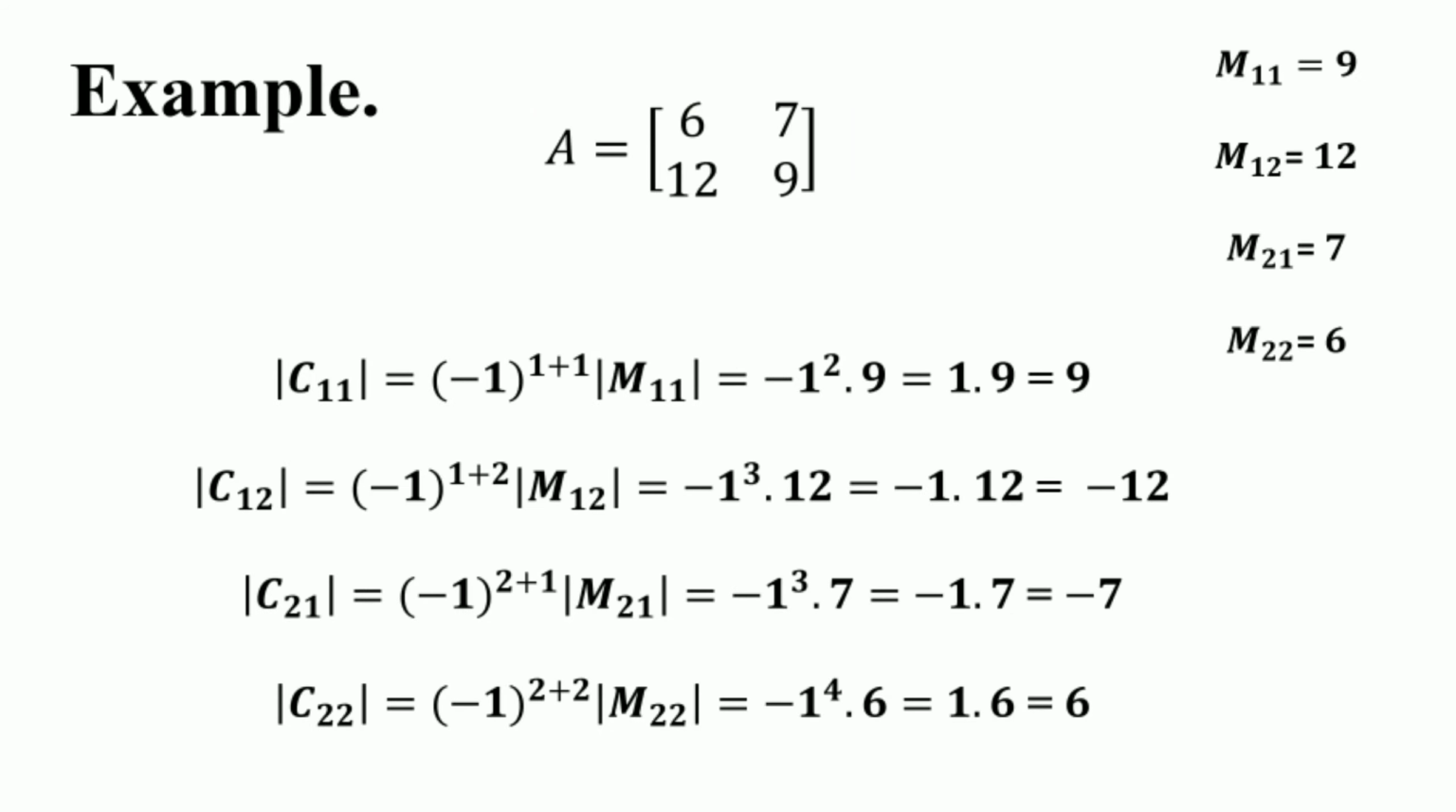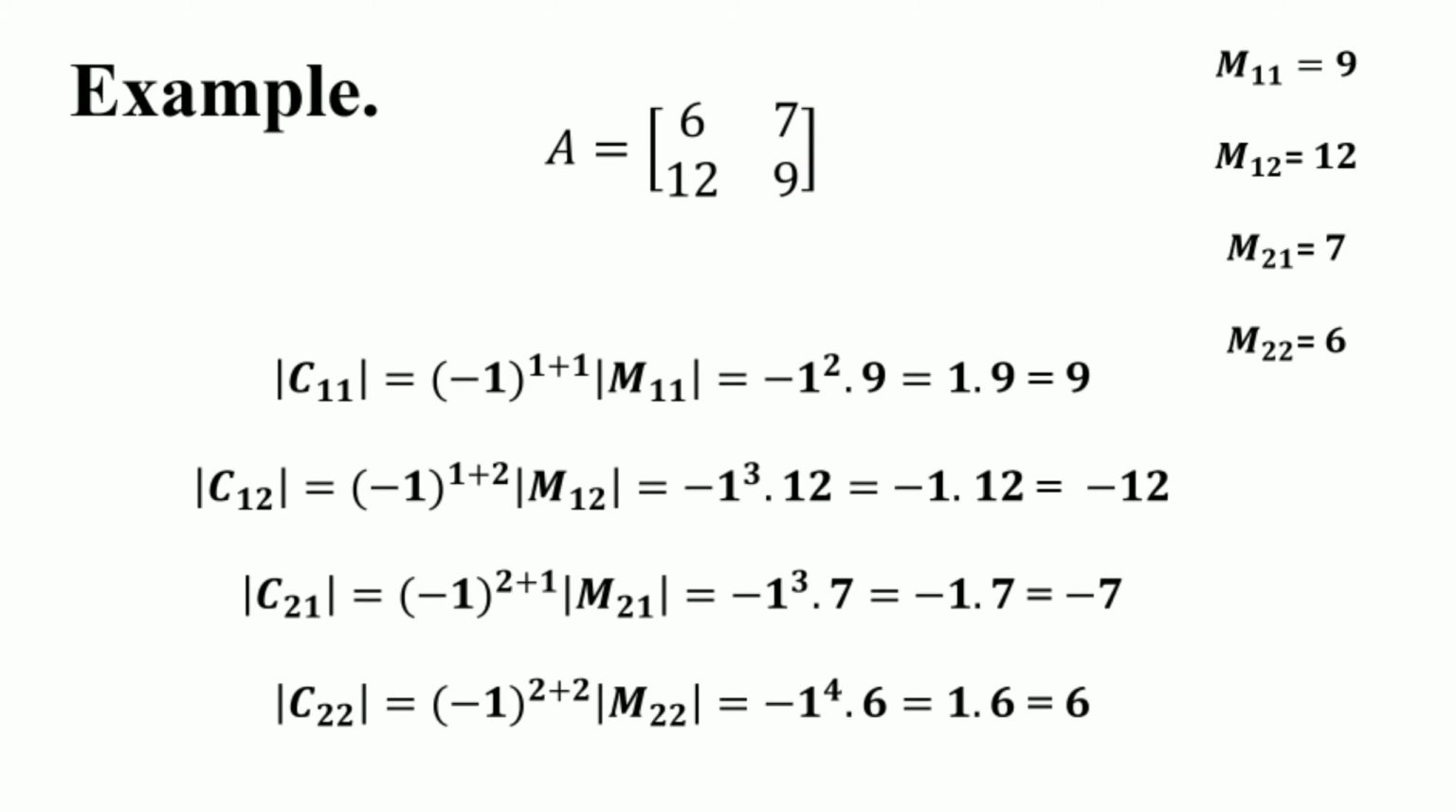Consider a numerical example of a 2 by 2 order matrix for finding the cofactor. Matrix A is equal to [6, 7; 12, 9]. And we know how to find the minor from the given matrix A. So the first minor M11 corresponding to the first element is equal to 9, the second minor M12 corresponding to the second element is equal to 12, the third minor M21, corresponding to the third element A21, is equal to 7, and the fourth minor M22 is 6.